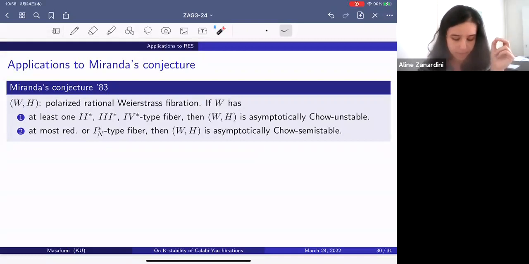And then the second question is about Miranda's conjecture. There's also another part of the conjecture, right? If we have just reduced fibers, then the conjecture is that for any polarization, we would have GIT stability. So have you also considered that?